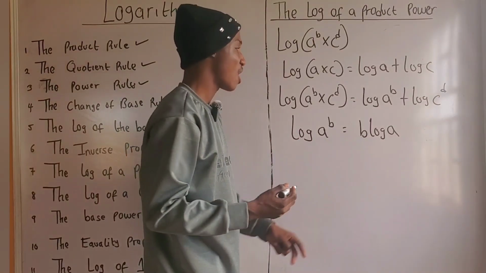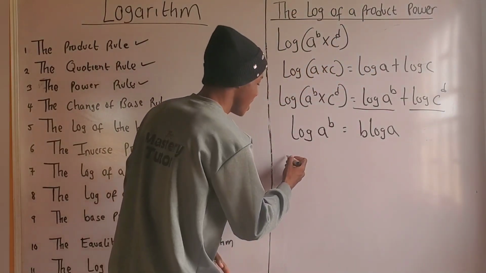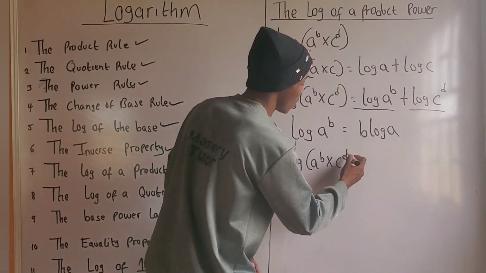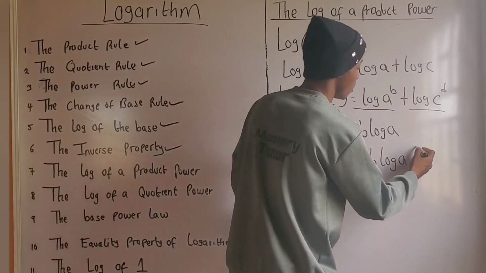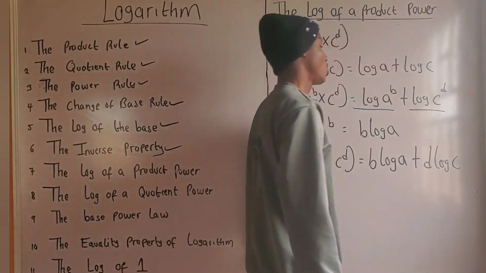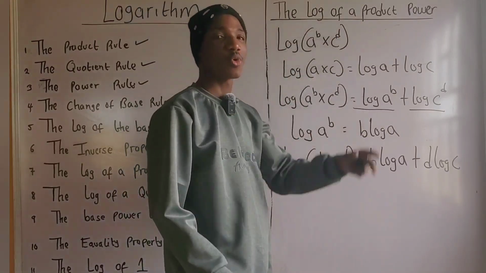Now, I'm going to apply the same thing to this. So here I'm going to have log a raised to the power of b times c raised to the power of d equal to b multiplied by log a plus d multiplied by log c. So this law that you see here is called the log of a product power.